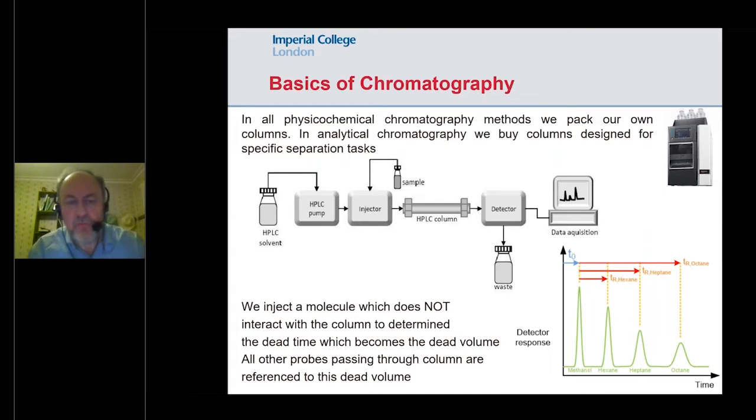have come across. So if you're familiar with analytical chromatography, you buy columns from manufacturers that are designed to separate specific molecules in specific mixtures. So the standard columns that you buy analytically are specific to analytical chromatography. But in physiochemical chromatography, we're going to be making our own columns. But the actual instruments in many cases are the same, except for the columns.